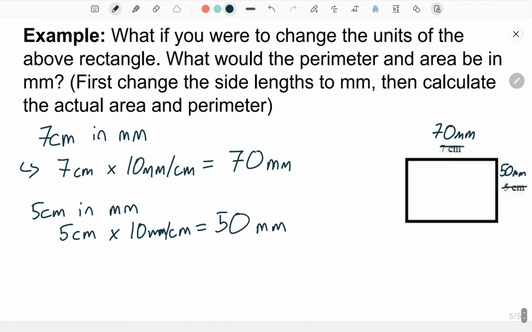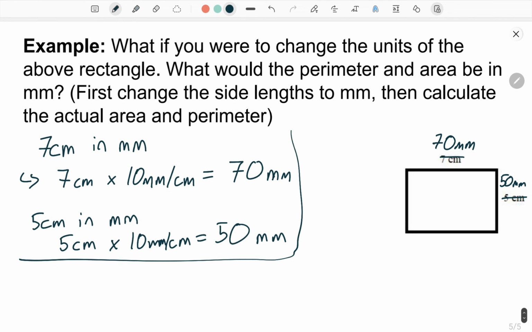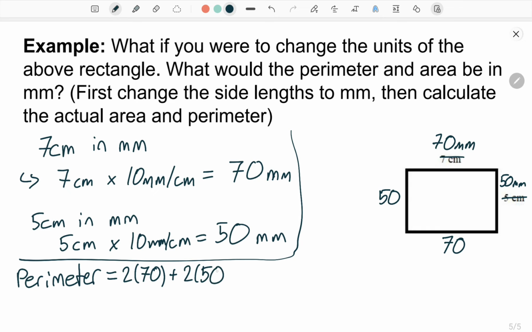All right, now let's find the perimeter and the area given our new side lengths. The perimeter is nice and simple. We have 2 lengths of 70 in the rectangle, 70 down here, 50 across, and 2 lengths of 50. That gives you 140 plus 100, which gives you 240 millimeters. It's not too bad. If we look back at the original measurement, you had gotten 24 centimeters, and this is just 10 times bigger, which makes sense.